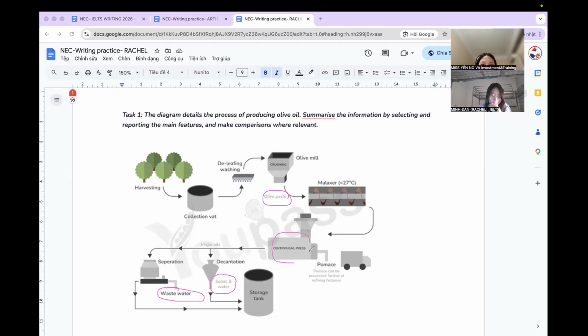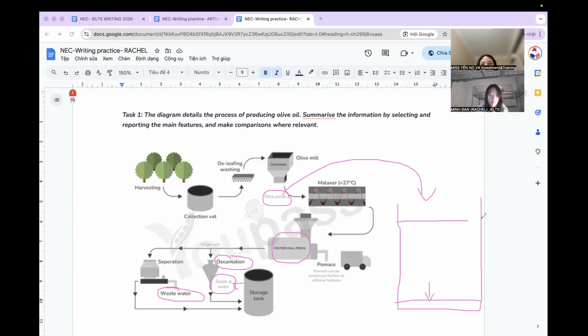And this machine is based on a chemical function to divide the ingredients. And decantation will use the weight of the material, because solid and water are heavier than oil. So they will settle at the bottom of the container. For example, decantation is this container, right? And the olive paste goes there. And because solid and water are heavier, they will stay at the bottom like this.